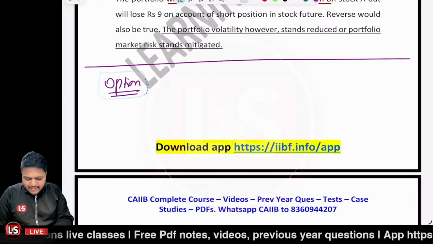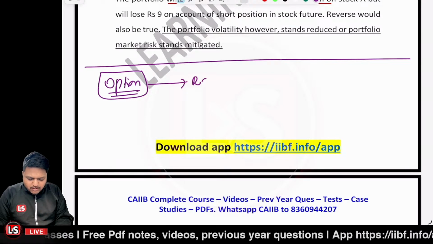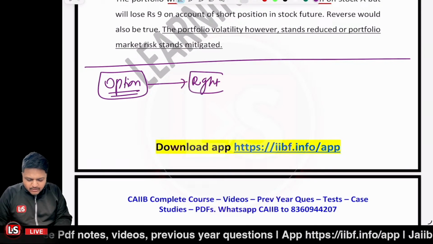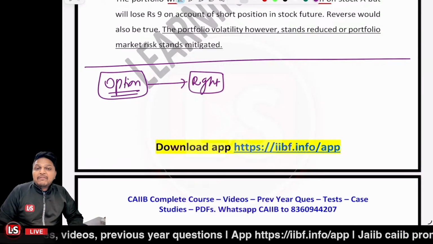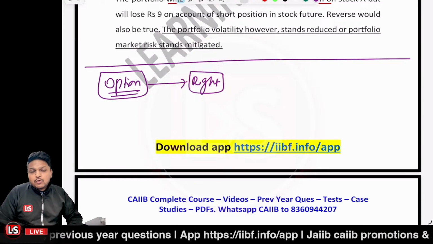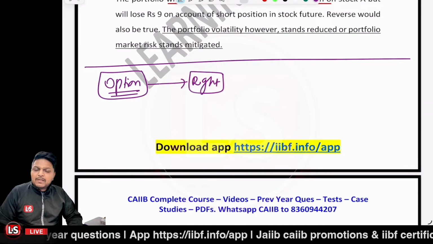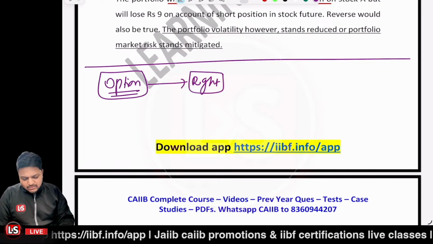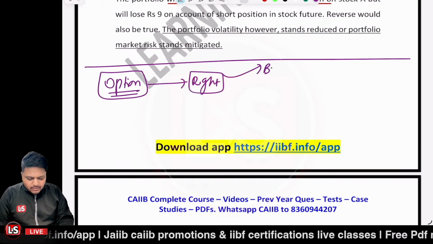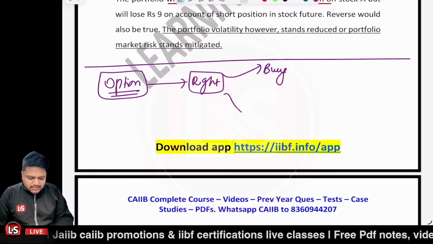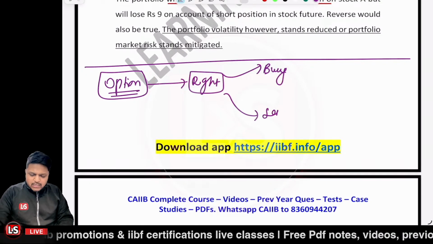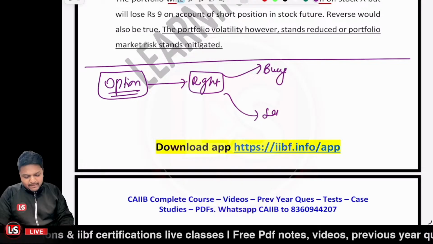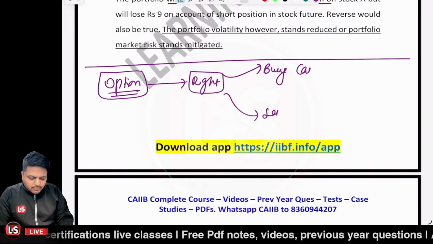It gives you a right, but not an obligation. Right means you'll have the authority to decide whether you want to go that way or not, so it won't be an obligation on you. And options are of two types. Either it can give you a right to buy, or it can give you a right to sell. Whenever it gives you a right to buy, we are talking about the call option.